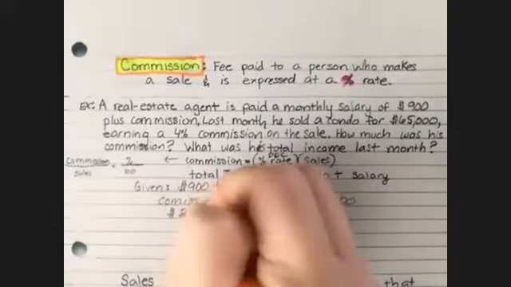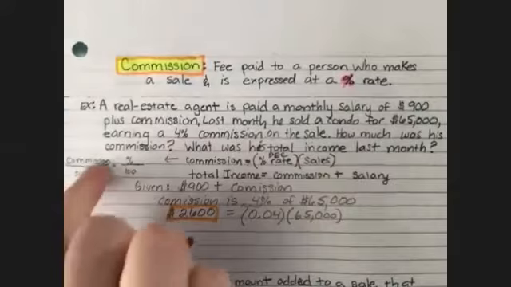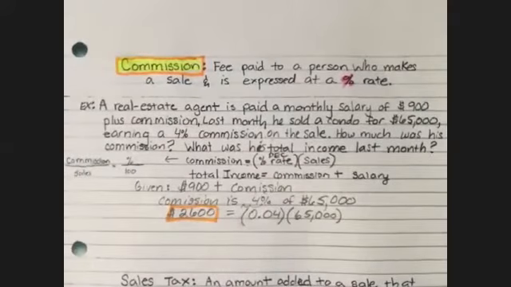That is your part. So even if you were to solve it with the proportion, when you do your cross products, you should see that your commission is $2,600. So we have answered the first problem.